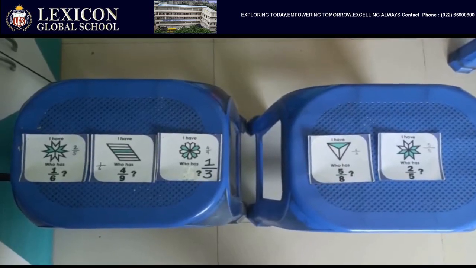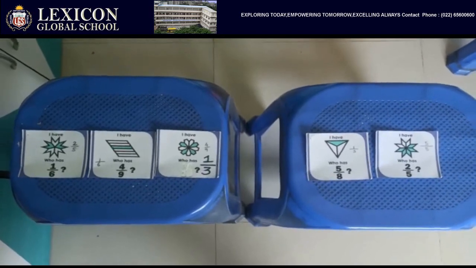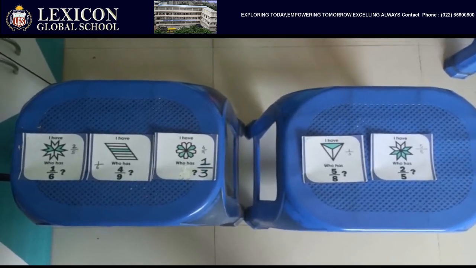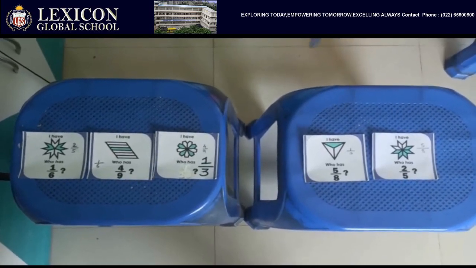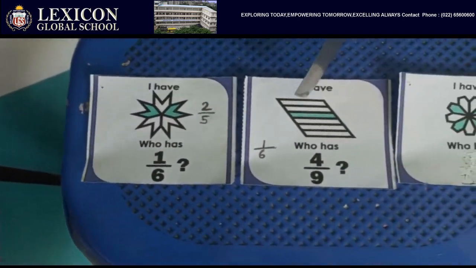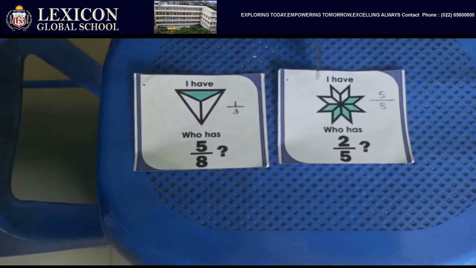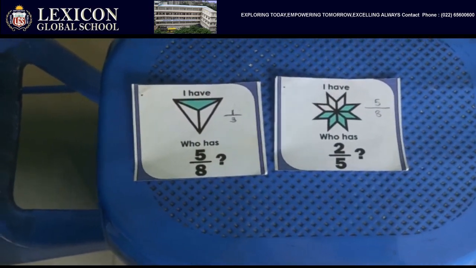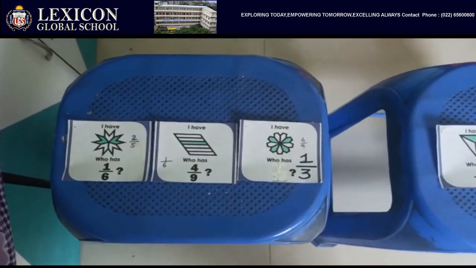Students, let's revise it by playing a game. So here we go. On each flash card, there is one figure. I am going to write the fraction of each figure on the flash card. So in the first flash card, you can see 2 upon 5, I have written the fraction of this figure. Second, you can see 1 upon 6 for this figure, 4 upon 9 for this figure, 1 upon 3 for this figure, and 5 upon 8 for this figure. This game will end when I get the same fraction with which I have started.